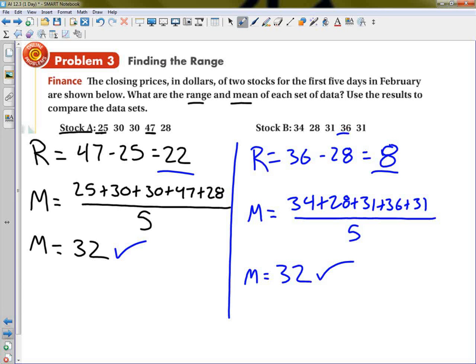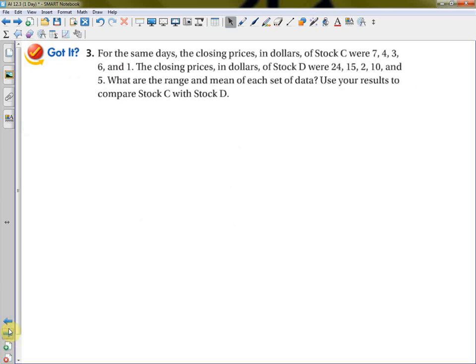So you might believe that this is a better stock because it's always about the same. Or maybe you think this one's a better stock because it can gain you a lot more in one day. But that's how these two stocks compare. All right, here's stock C and stock D for you to try on your own.